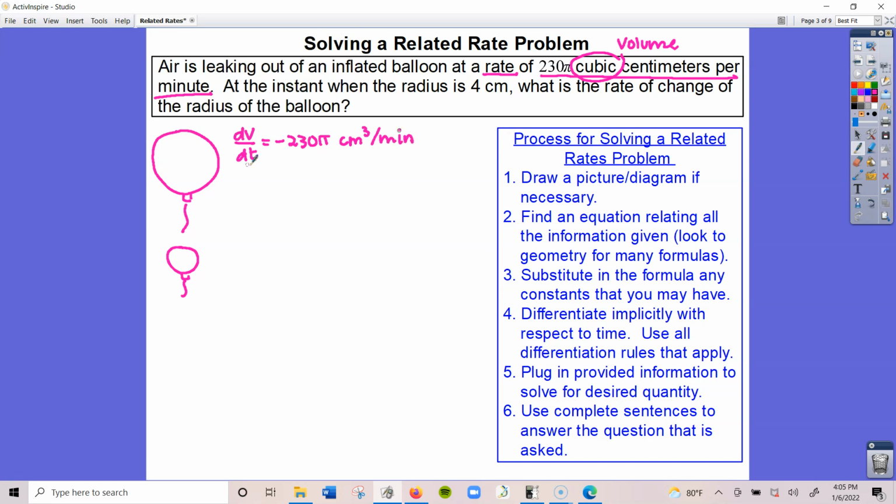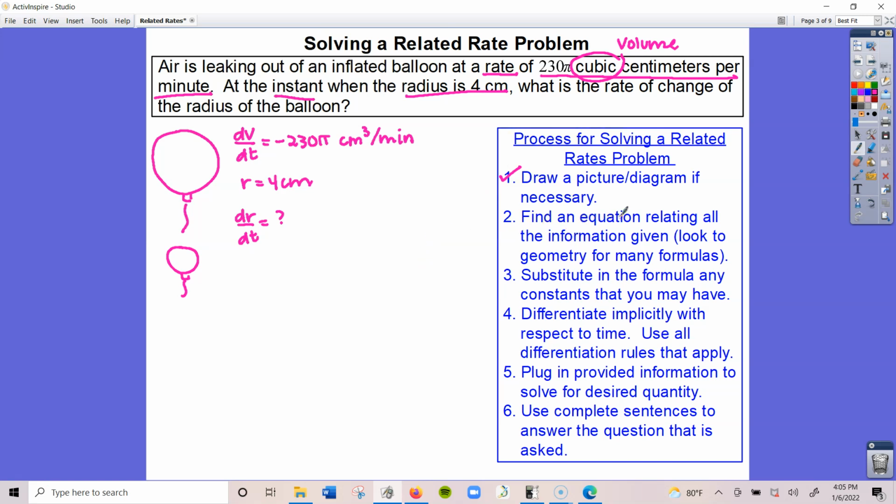And I usually like to write out everything that I'm given in the problem, including the units. That way it shows me all the variables that are involved. The next thing is that at the instant when the radius is 4 centimeters, so that's my radius, 4 centimeters, what is the rate of change of the radius of the balloon? So I am looking for dr/dt, since dr/dt represents the rate at which the radius is changing. So I've done one by drawing a picture.